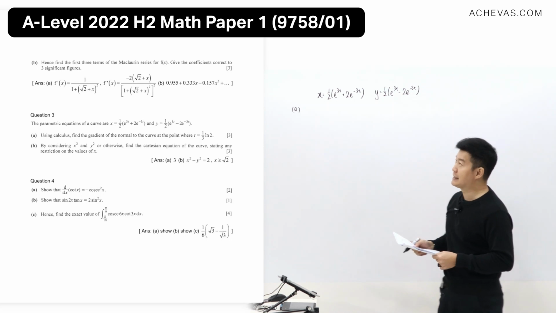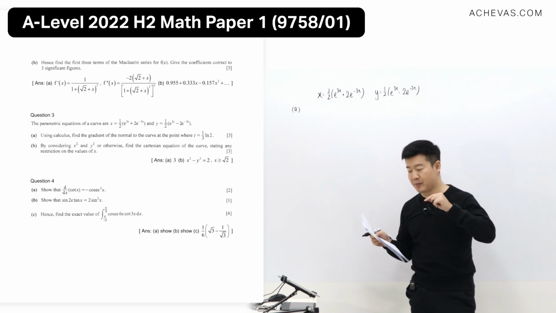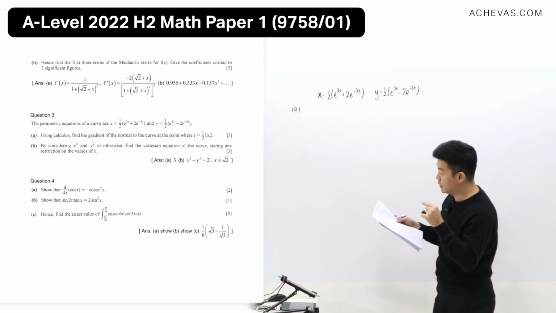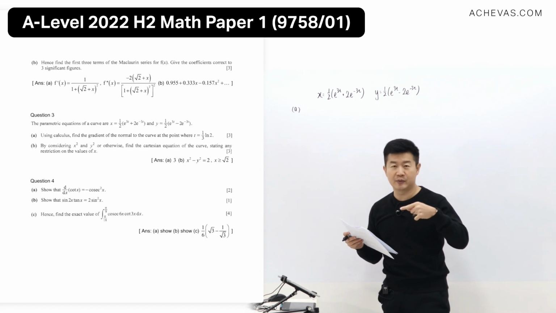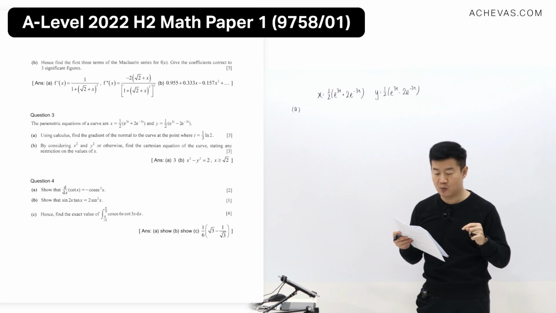So what we will need is dy dx. Okay, because from dy dx, we will be able to deduce the gradient of the tangent when t is equal to 1 over 3 ln 2. Then from the gradient of the tangent, we will deduce the gradient of the normal that the question wants.